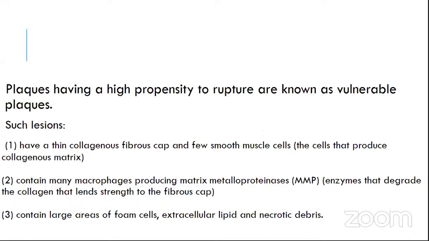Plaques having high propensity to rupture are known as vulnerable plaques. Those plaques are characterized by having a thin collagenous fibrous cap and few smooth muscle cells that produce the collagenous matrix, and contain many macrophages producing matrix metalloproteinase, which is the enzyme that degrades the collagen, leading to weakness of the fibrous cap. They also contain large areas of foam cells, extracellular lipids, and necrotic debris.